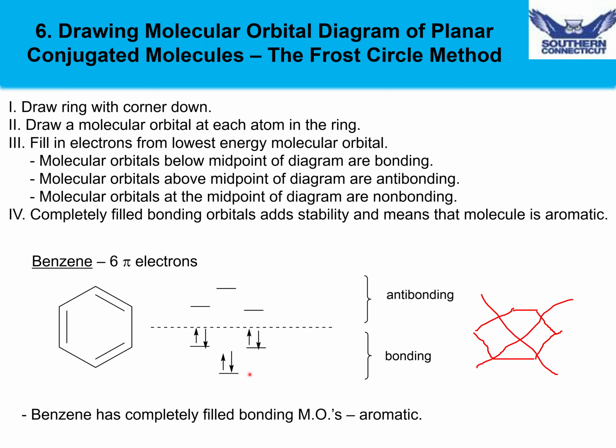We have used up all 6 pi electrons that we started with. Remember, benzene has 6 pi electrons because of the 3 double bonds. Those are the only electrons we care about when it comes to the Frost circle method.